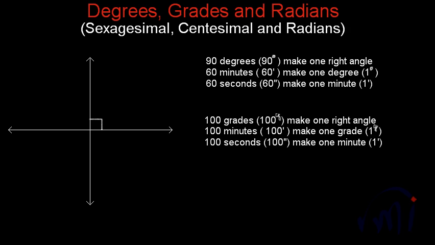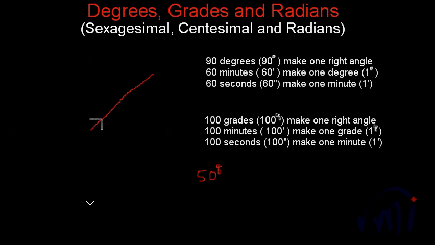So the angle which we drew earlier, the angle which is half of the right angle, which we call 45 degrees, in this case will be called 50 grades. 50 is half of 100 and the grades we write as a small g over the number. So 50 grades will be represented as 50 then g.